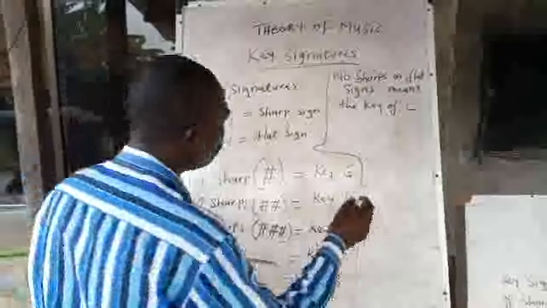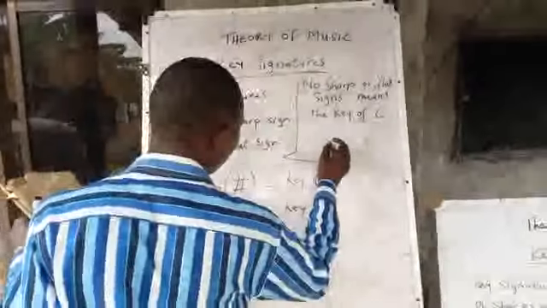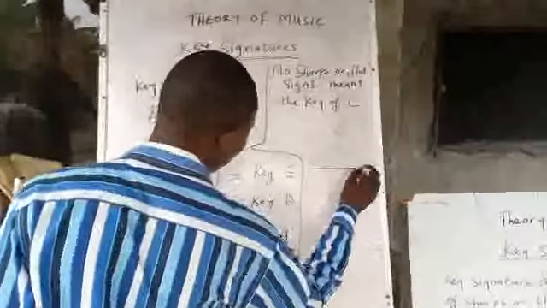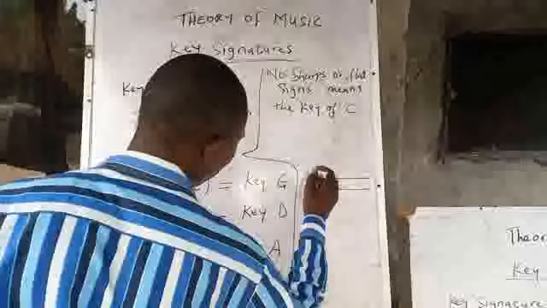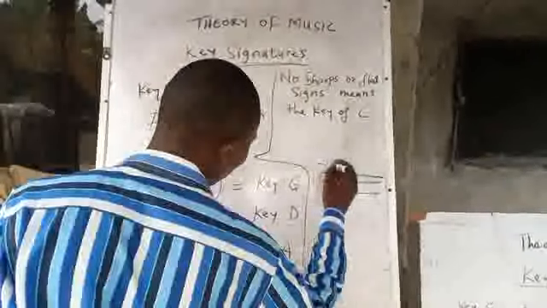Please let me quickly make an example for you. From the bottom to the top there are 5 lines. This is what we call the staff.